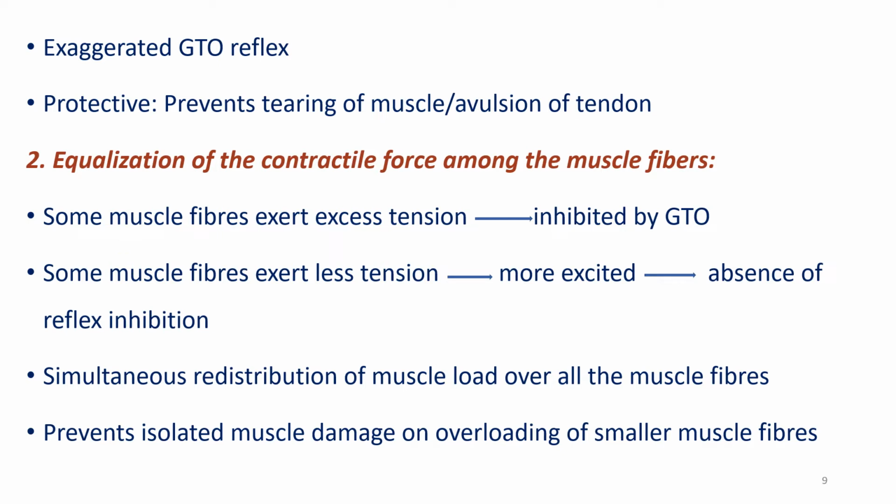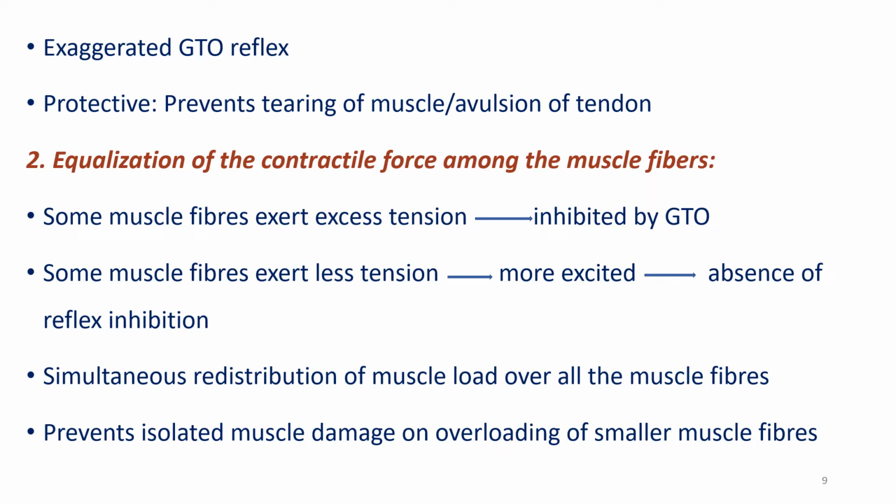The second important function of the Golgi tendon organ reflex is equalization of the contractile force among the muscle fibers. Now in a muscle which is made up of multiple smaller muscle fibers, some muscle fibers might be exerting excess tension. When they exert excess tension, they are inhibited by the Golgi tendon organ. And some other muscle fibers which are exerting less tension become more excited in the absence of reflex inhibition. So because of this Golgi tendon organ reflex, there is redistribution of the muscle load over all the fibers, preventing isolated muscle damage on overloading of smaller muscle fibers.